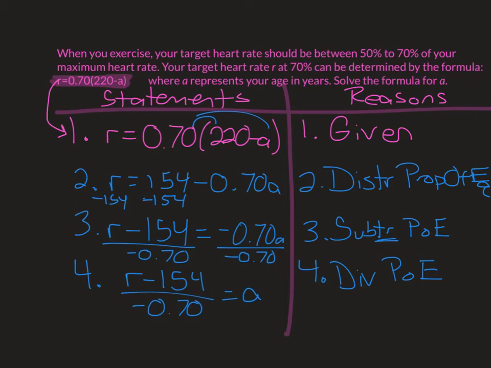Now, again, the word prove is not here, so it's not written out clearly for us where we can stop. But because up here it says solve for A, and you have A by itself right here, you have done your job. You've proven what they wanted proven. So this is now finished.